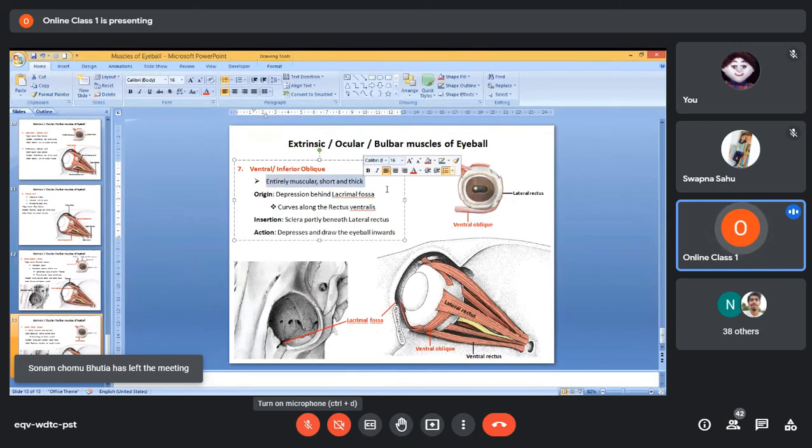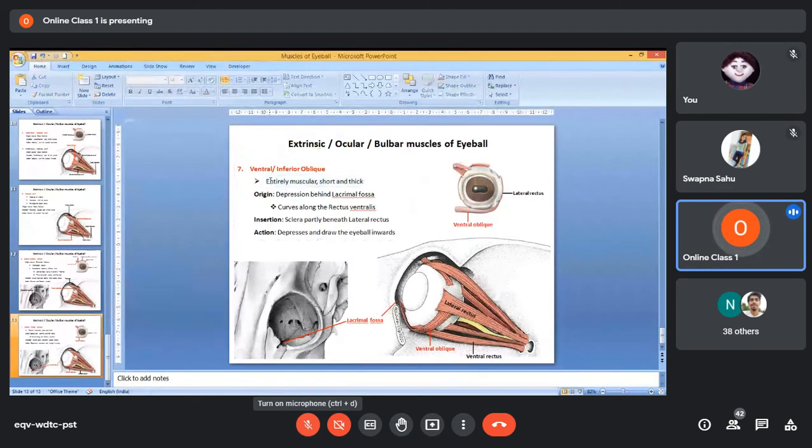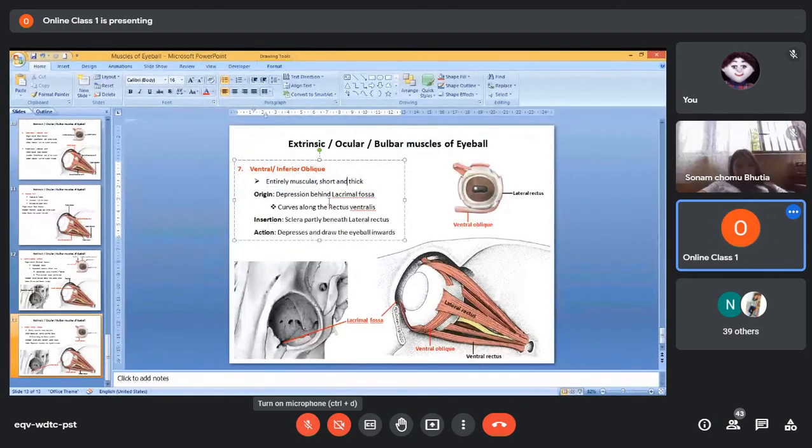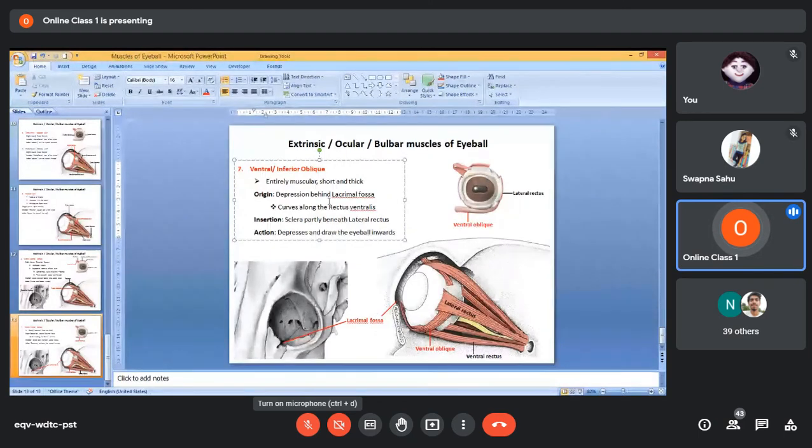Why I said most? Because there are exceptions. And what is the exception? The exception is the ventral or inferior oblique. So the ventral or inferior oblique muscle is entirely muscular. It is short and thick. So there is no aponeurotic part, but there will be a small connective tissue part which will insert on the sclera.